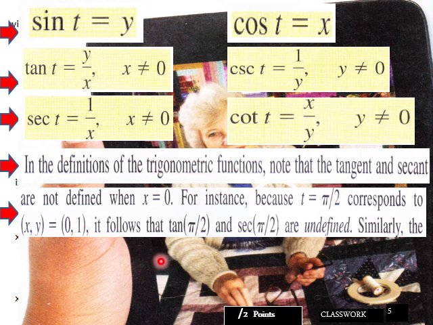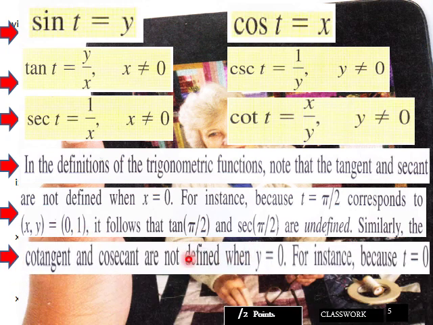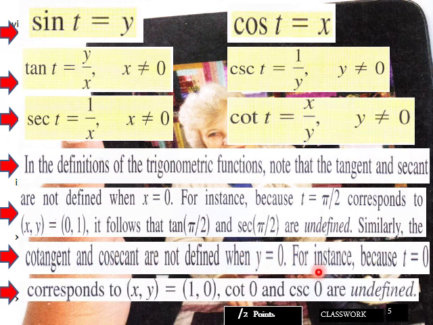in your denominator. Similarly, the cotangent and cosecant are not defined when y equals 0. For instance, because t equals 0 corresponds to (x, y) where your y is 0, like it is here, cotangent 0 and cosecant 0 are undefined. So you can't have 0 in your denominator for these functions to be defined.